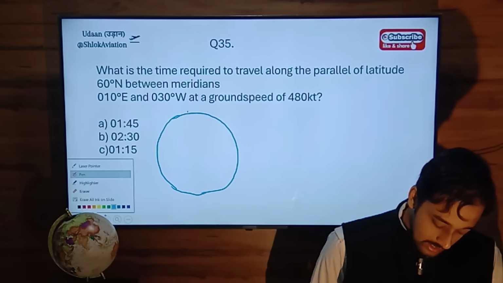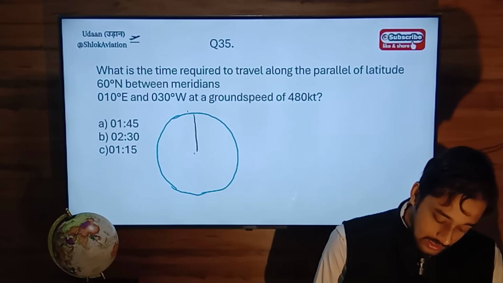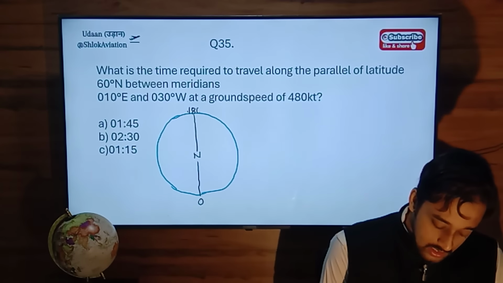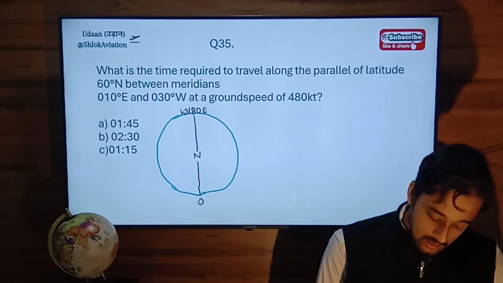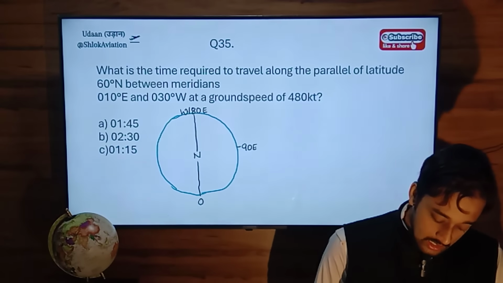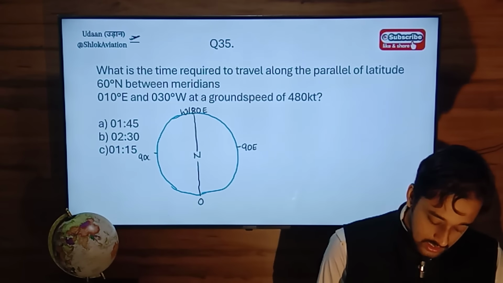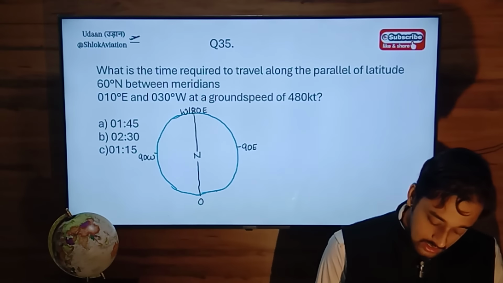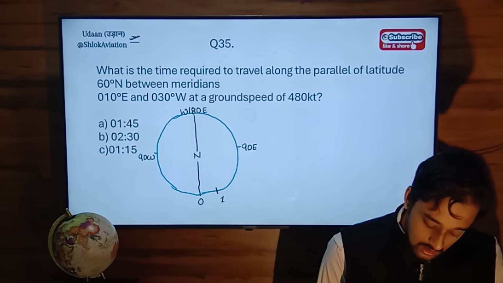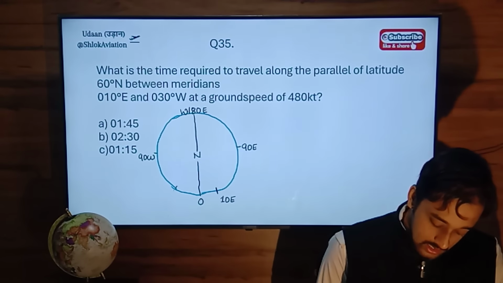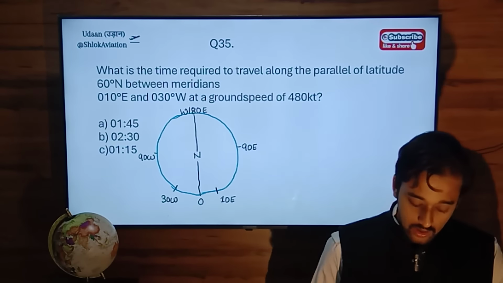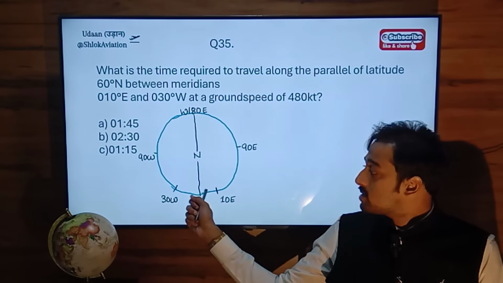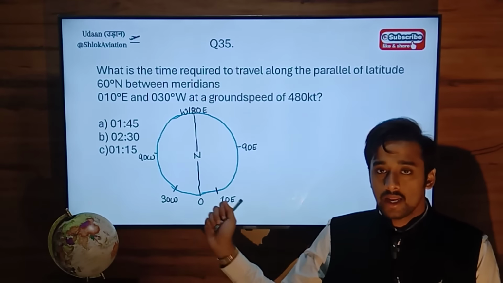Okay, and we have north latitude 0, 180 east and west, 90 east and 90 west. So we have longitudes 10 degree east and 30 west. Now we have to find the time required to travel from 10 degree east to 30 west, or 30 west to 10 degree east.